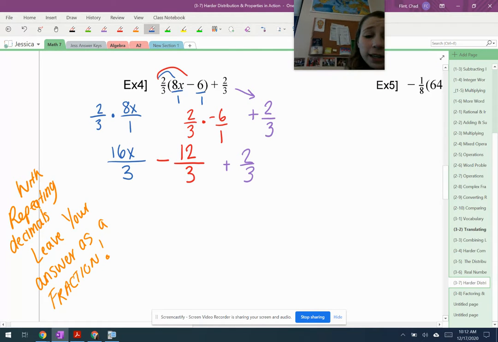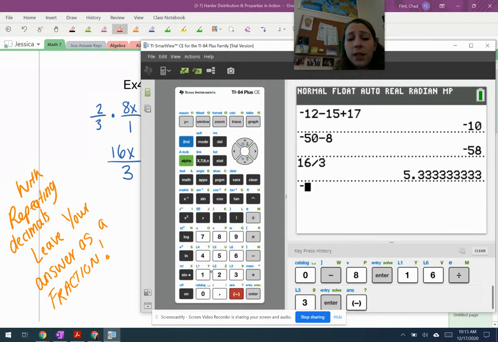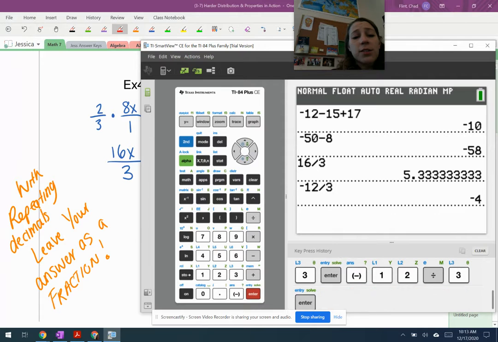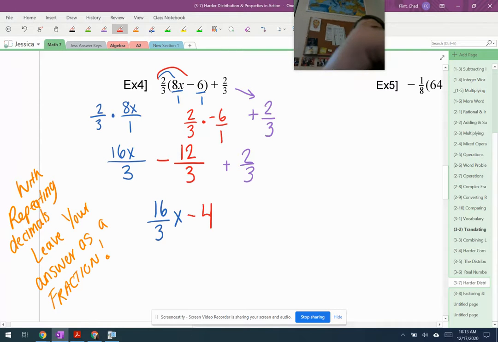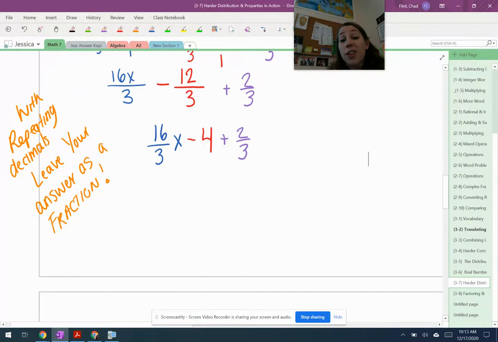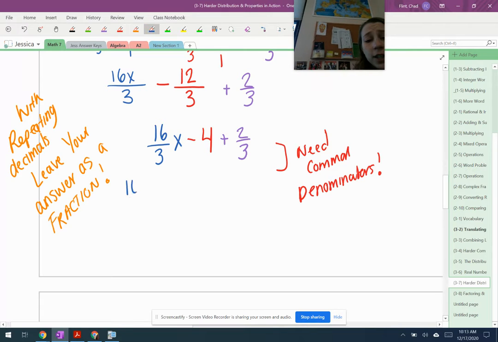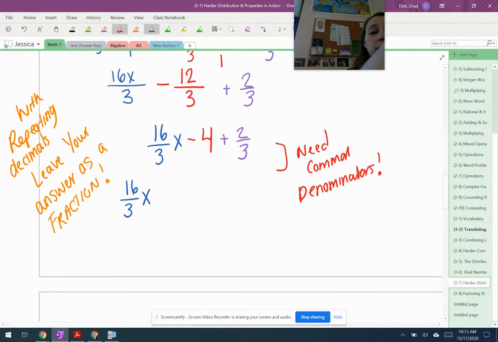Clearly not working. So like I said, we're going to keep that 16 over 3x as the fraction. Negative 12 divided by 3. Negative 12 divided by 3 is a nice normal negative 4. And then plus 2/3. Negative 4 plus 2/3. I'm adding fractions there, so I need to be getting common denominators. We need common denominators. Yay! So again, that's 16 over 3x, not a like term, so it's just going to be carrying down.